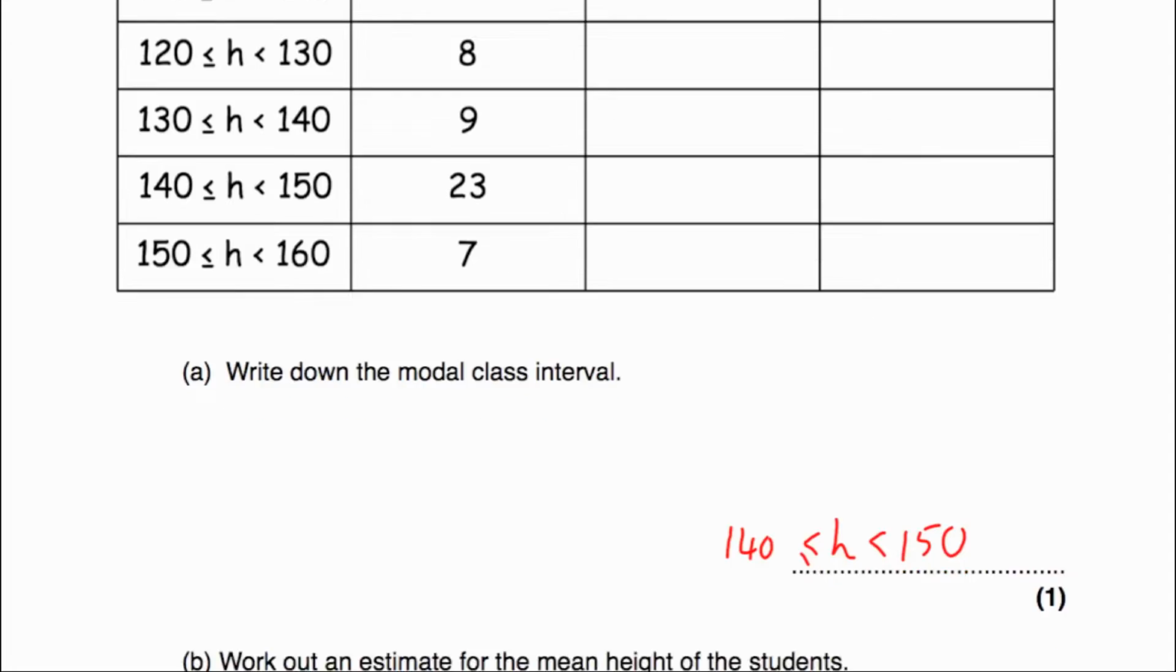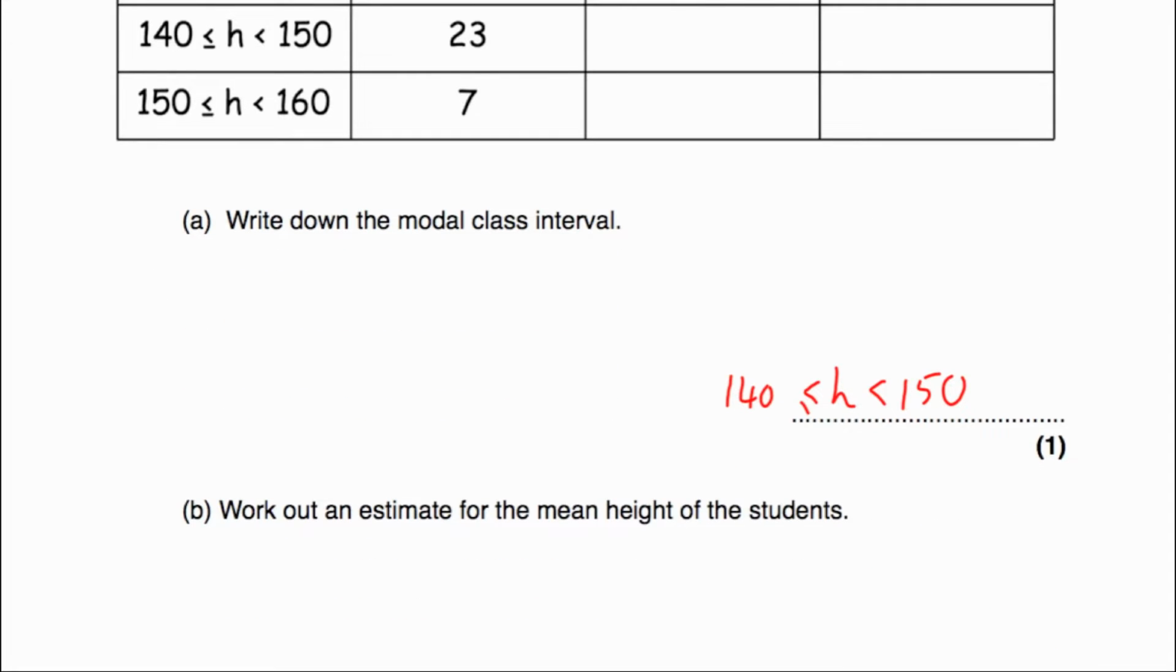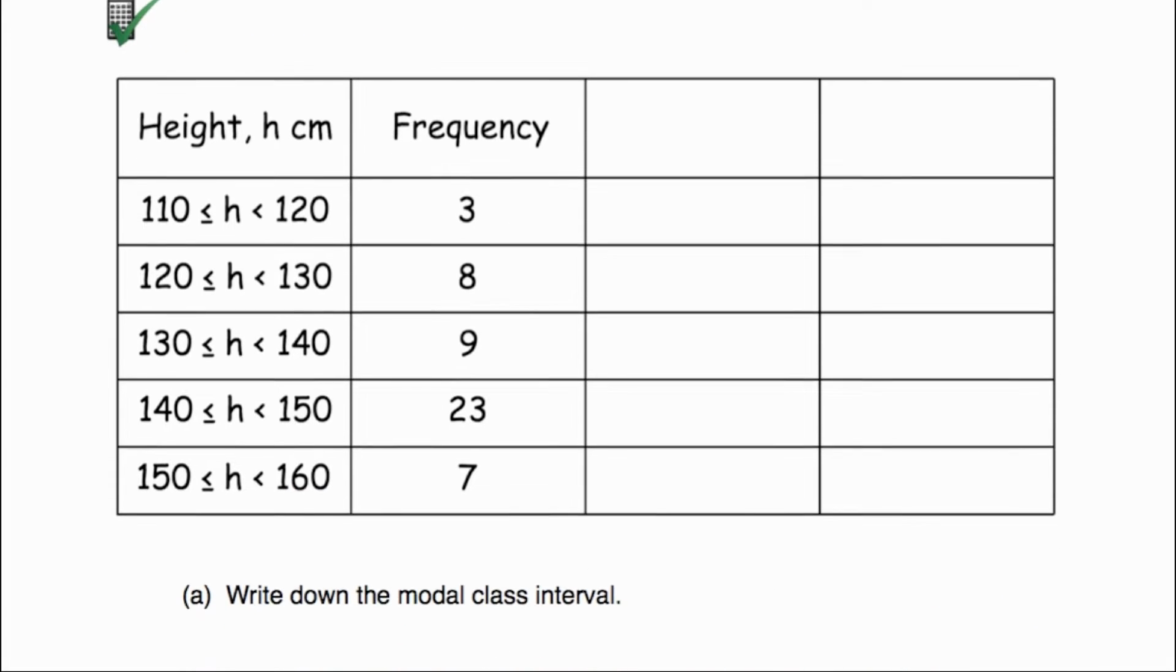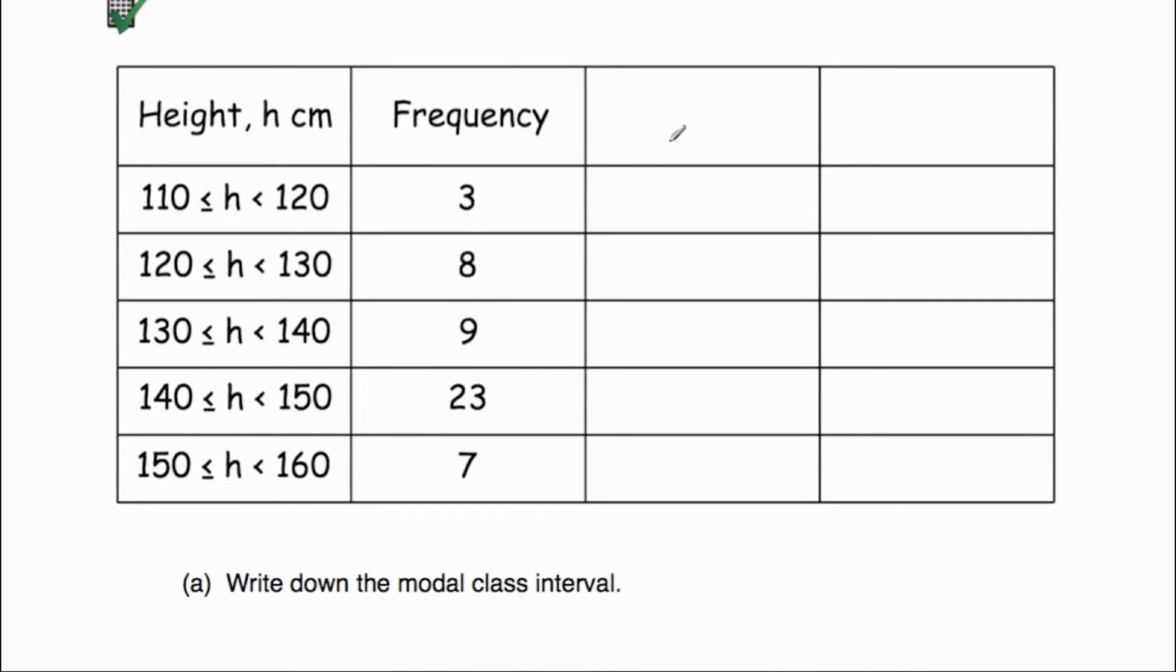Okay, let's have a look at part B. Part B says work out an estimate for the mean height of the students. So we need to work out the estimated mean. We've got our frequency table and we need to work out the estimated mean. So remember, our first step is to find the midpoints, and then we will find the fx column. And that's found by multiplying the midpoint by the frequency. So let's find our midpoints.